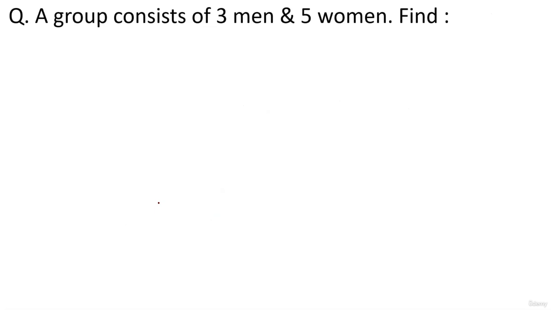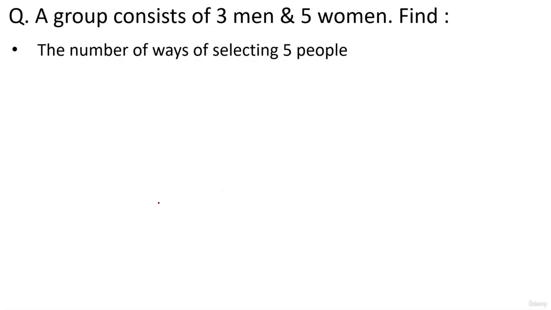A group consists of 3 men and 5 women. Find the number of ways of selecting 5 people. Okay, so 3 and 5 total 8 लोग हैं, 8 में से 5 लोग को select करना है. This can be done in 8C5 ways, right?